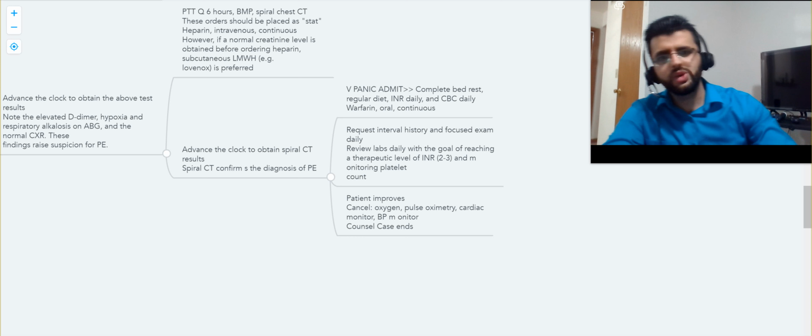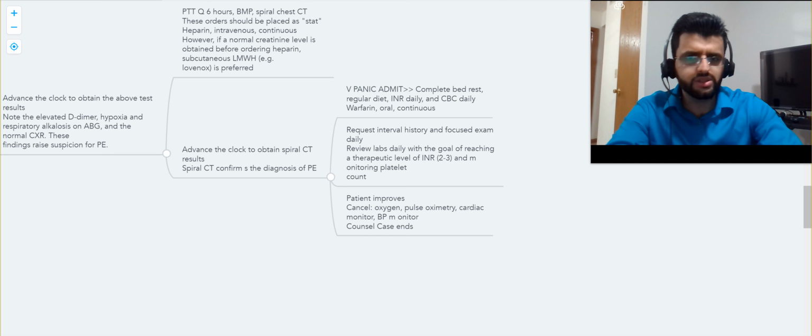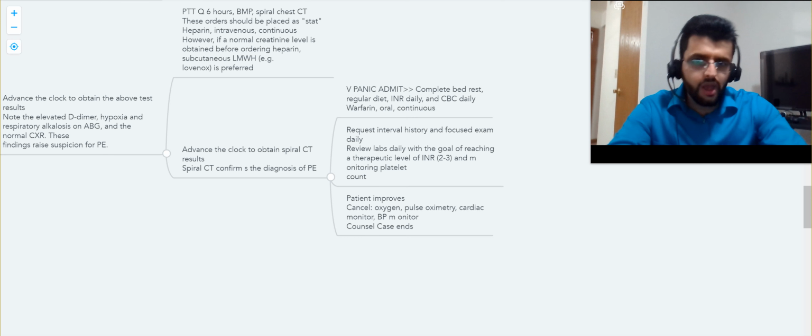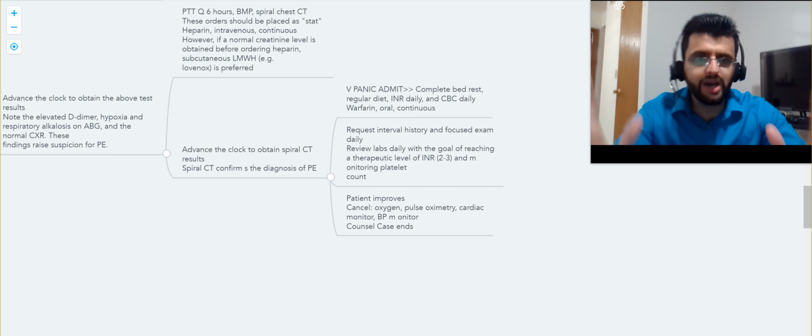After that, you request interval history and you follow up every 8 hours until you get the therapeutic INR of 2 to 3 and the patient improves. After the patient improves, what do you do? When the patient improves, I believe the case stops here, right? In the CCS, when the case stops, what do you do?